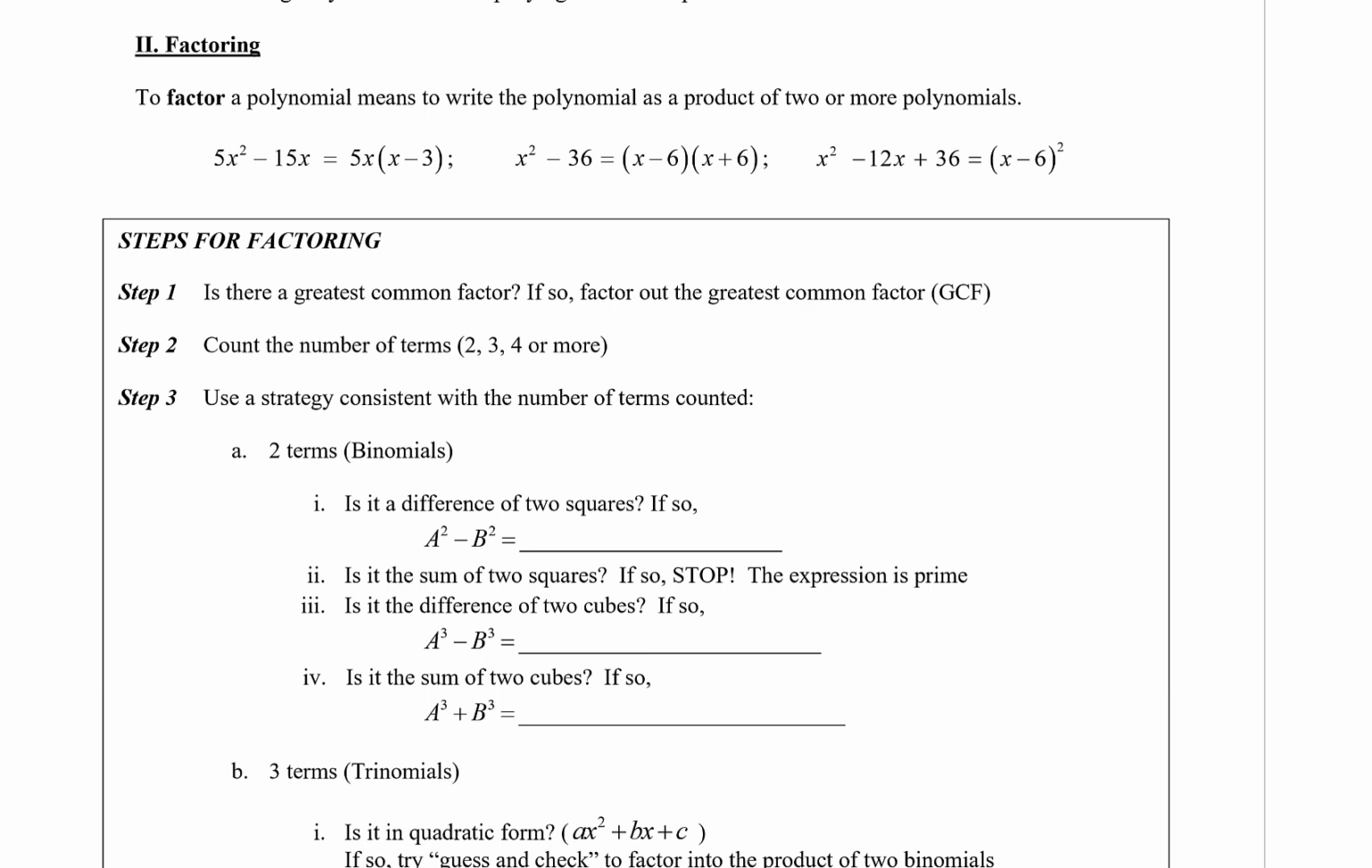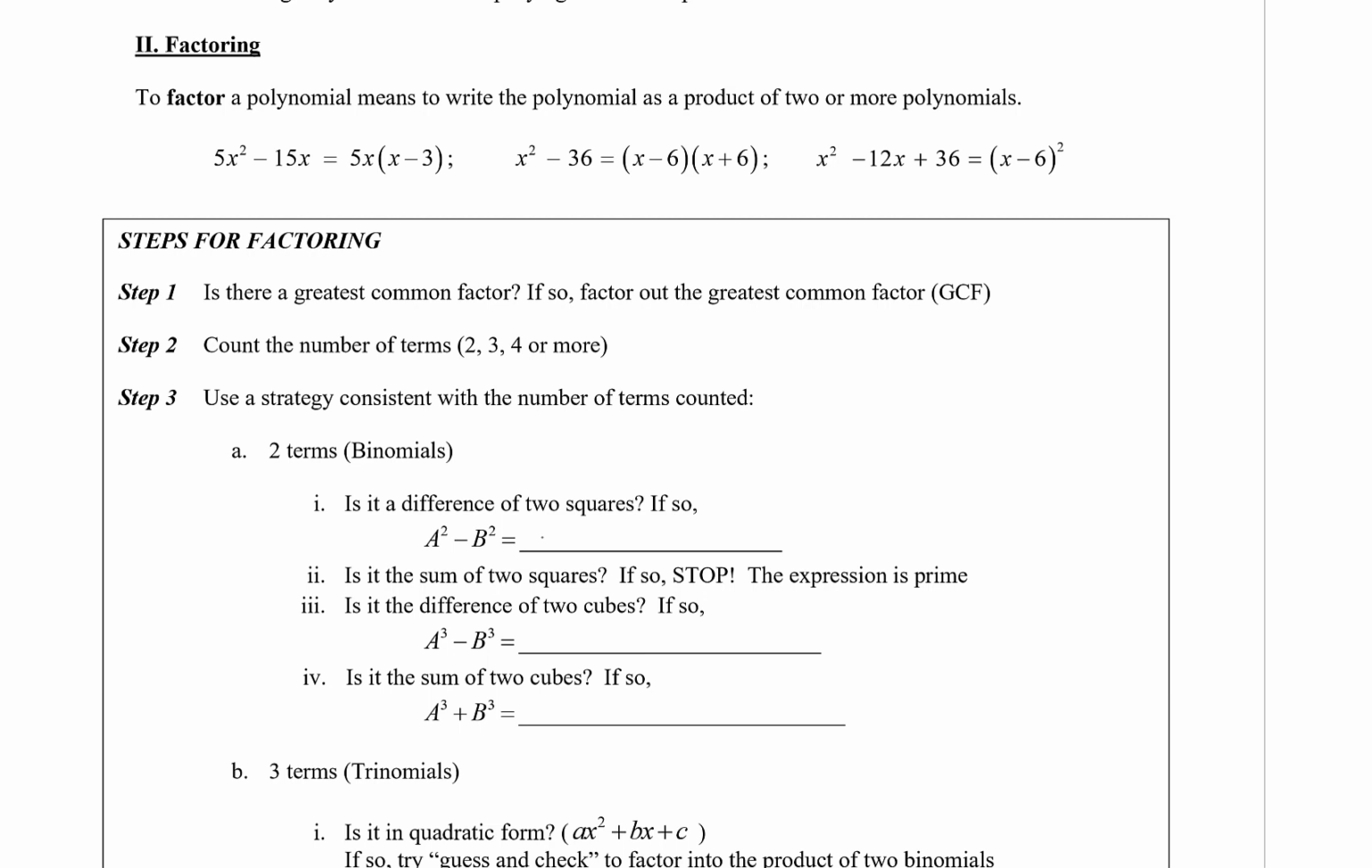And we have the trinomial x squared minus 12x plus 36, and that's a perfect square trinomial, so that's going to factor into x minus 6 quantity squared. The steps for factoring. Step 1. You're going to ask yourself, is there a greatest common factor? And if so, factor out the greatest common factor, the GCF, first. Step 2. Count the number of terms. Are there 2 terms, 3 terms, 4 terms, or more? Step 3. Use a strategy consistent with the number of terms counted.